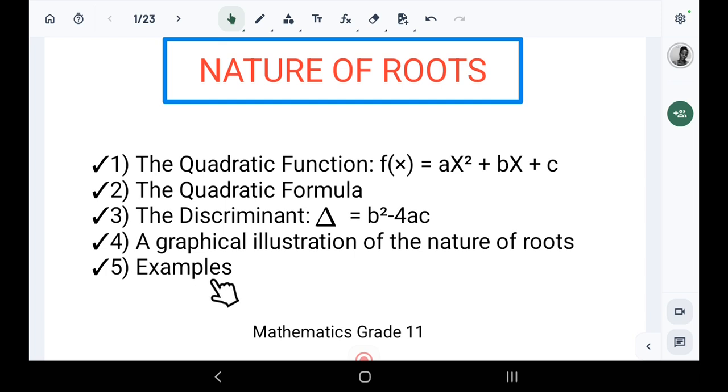Number 5, we're going to look at examples that will help illustrate all the lessons that we learn in this video. We have a lot to cover, so let's start.